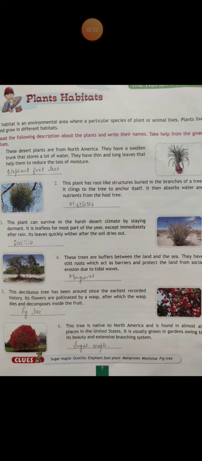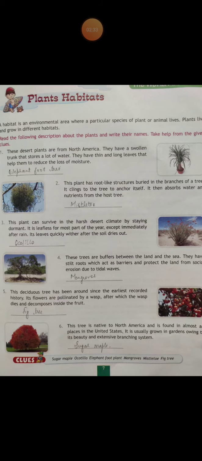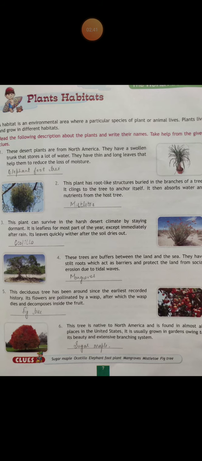The fifth one is this deciduous tree has been around since the earliest recorded history. Its flowers are pollinated by wasp, after which the wasp dies and decomposes inside the fruit. It is known as fig tree.